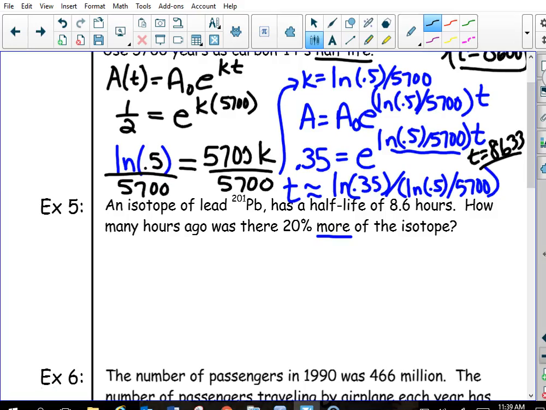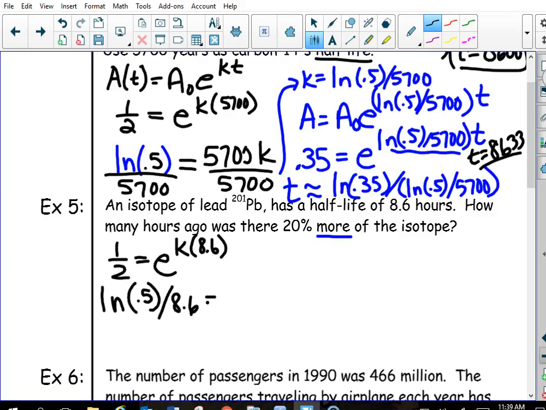So same idea. We're going to take the half-life of 8.6 hours. So 1/2 equals e to the k times 8.6. All right, so solving for k, I take the natural log of both sides. I get ln of 0.5 divided by 8.6 is equal to k. That gives me an equation to work with, which is A equals A sub 0 e to the ln 0.5 divided by 8.6 times t.